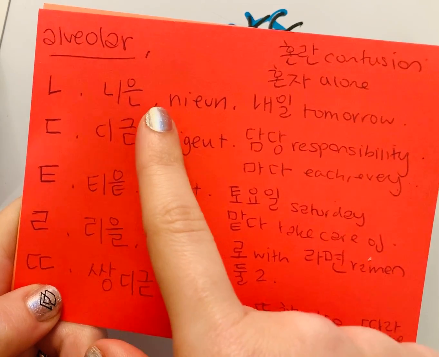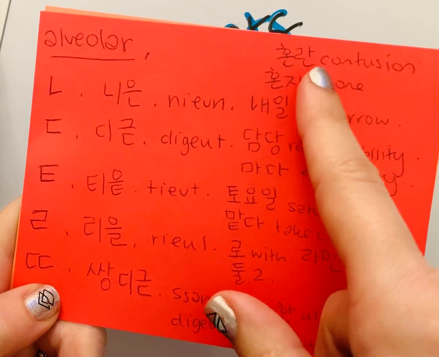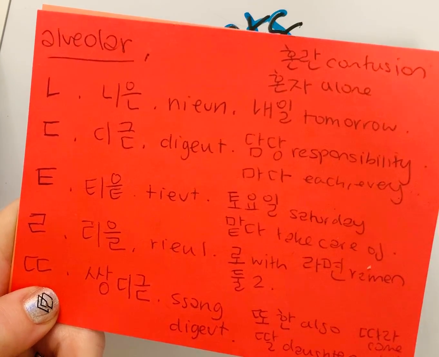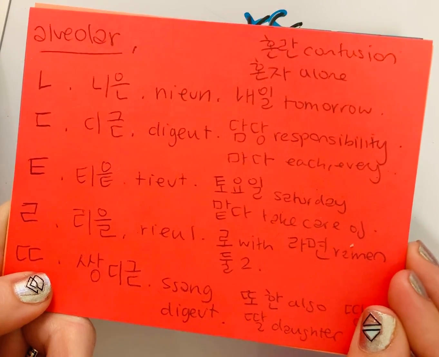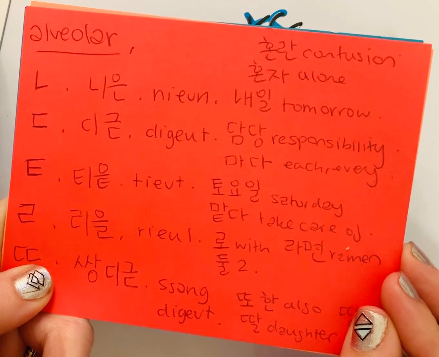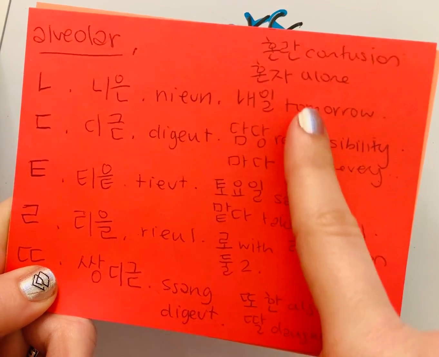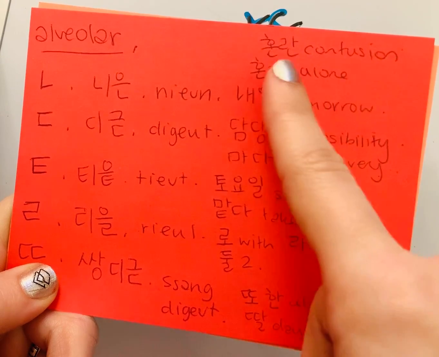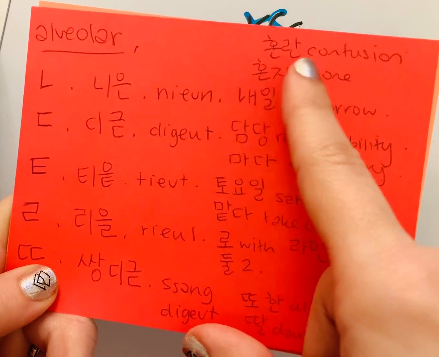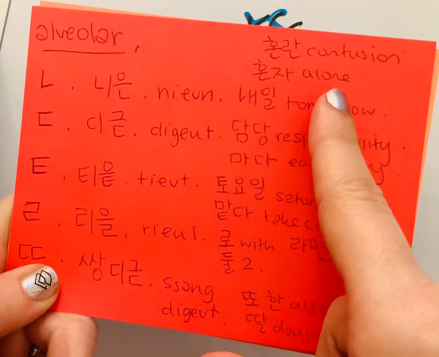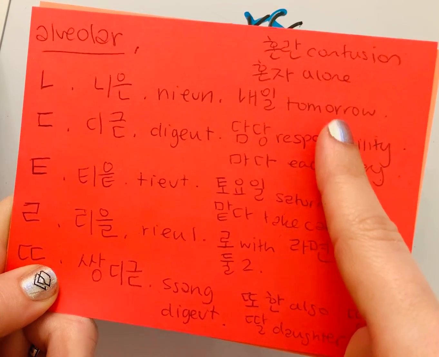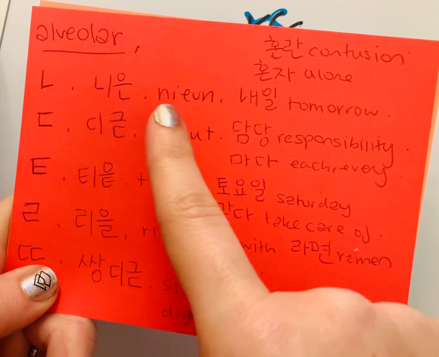Niun. And there are a few exceptions to the way you pronounce letters in Korean, depending upon what comes before or what follows them. If you're learning the letters right now, you should just skip over that and wait until you get to that lesson, because it's kind of complicated. But you'd see that, for example, in a word like confusion, 혼란. It takes on an L. And words like 혼자, meaning alone, or 내일, meaning tomorrow.